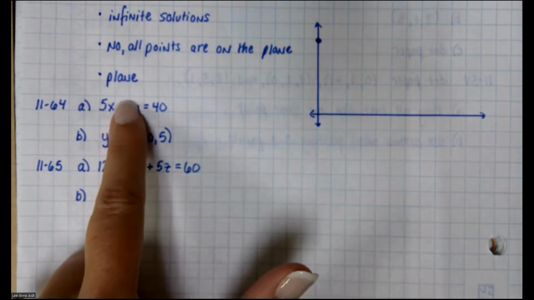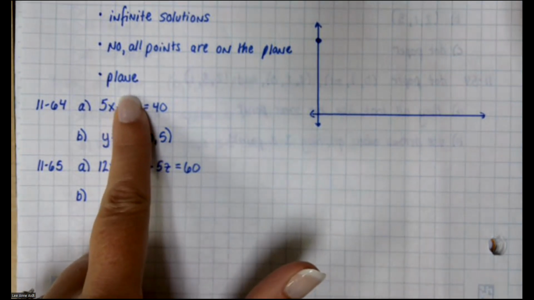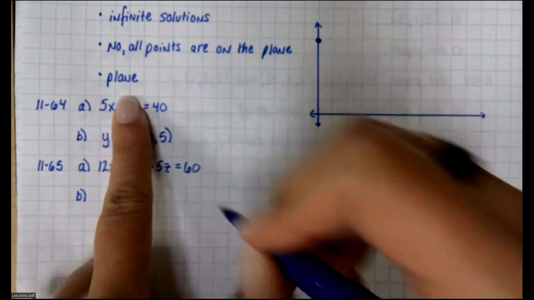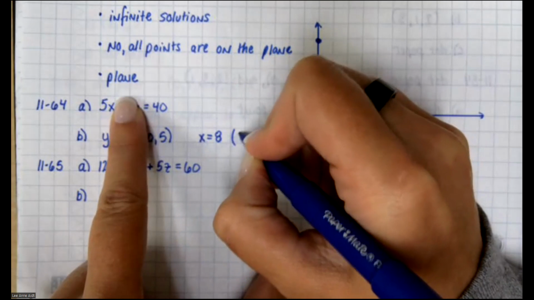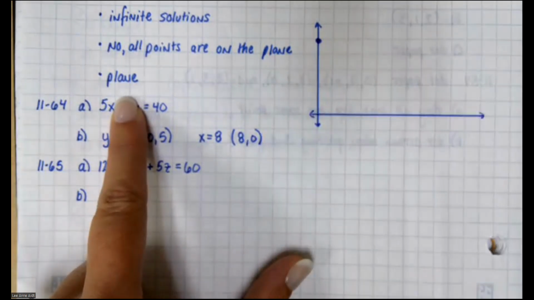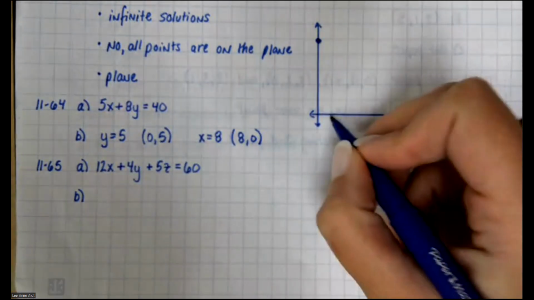Okay, now I'm going to cover up the y thing. What is x? So there's another coordinate we can graph, (8, 0).